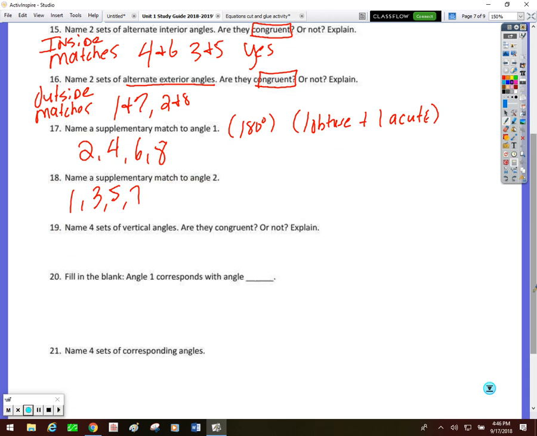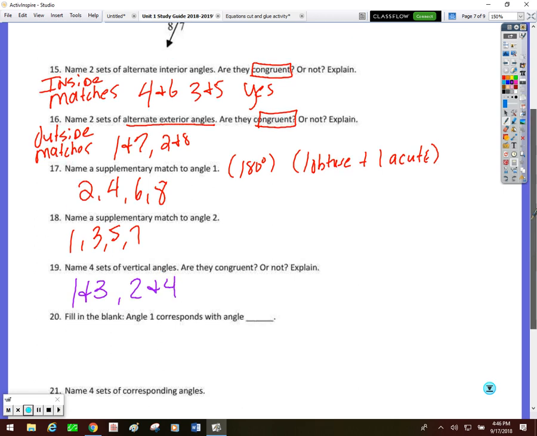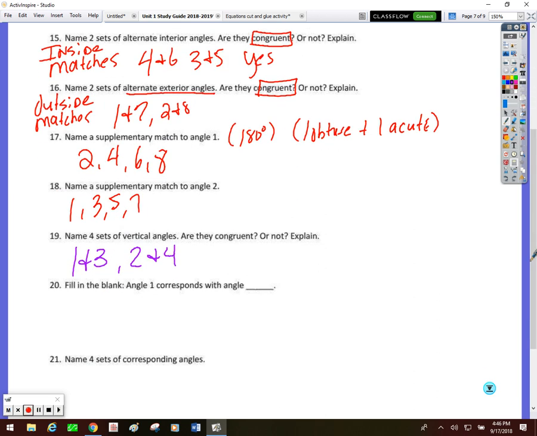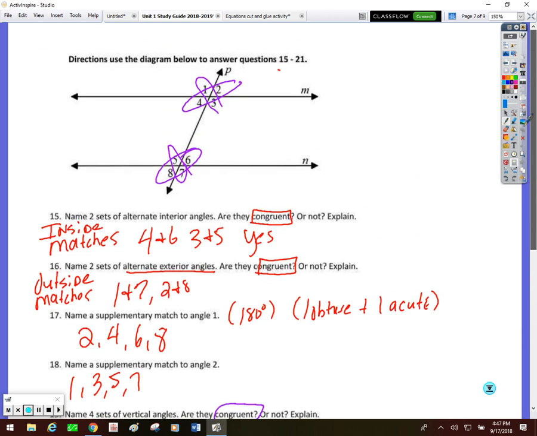So here, 4 sets: 1 and 3 at the upper intersection, and 2 and 4. So we have 2 at the upper intersection, and 2 at the lower intersection. So 5 and 7, and 6 and 8. And yes, they are congruent as well. By the same definition, the theorem of vertical angles: when two parallel lines are intersected by this transversal, vertical angles are congruent to each other.